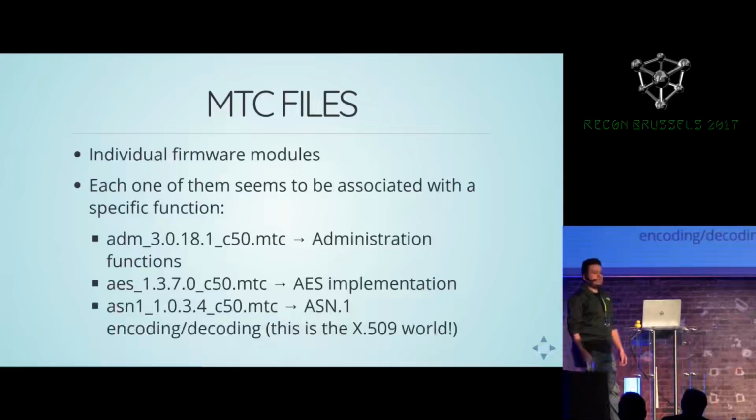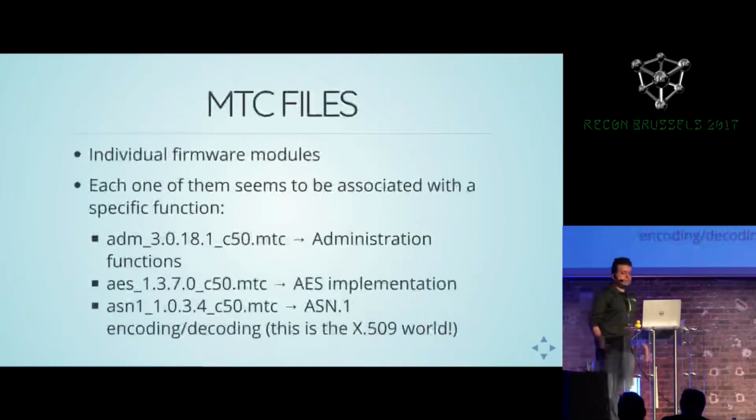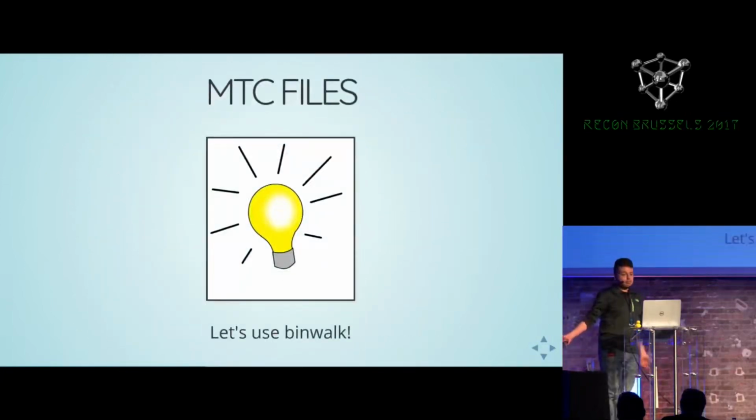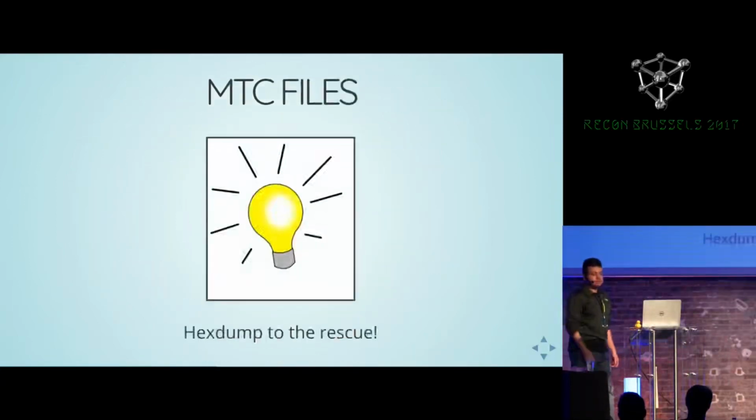These MTC files are individual firmware modules. Each of them is associated with a specific function. For example, you can see here, this is for administration, this is for implementing the AES encryption and decryption functions, ASN.1 encoding and decoding. Everything is in here. So let's use Binwalk. And we get this: four copyright strings and one Unix path. Nobody uses a standard format. Okay, let's use hexdump.